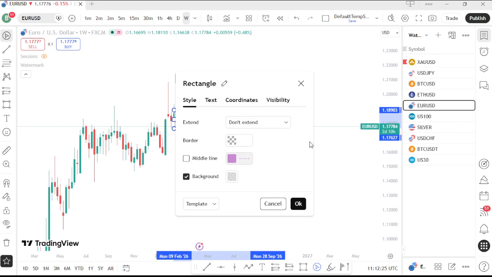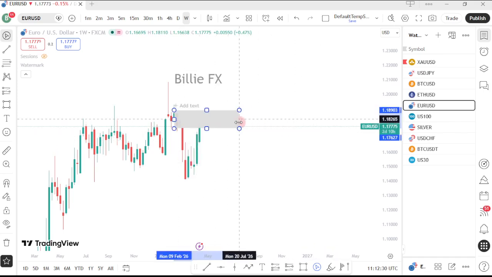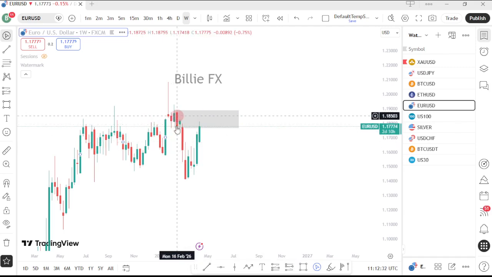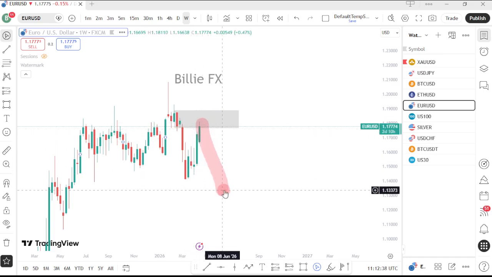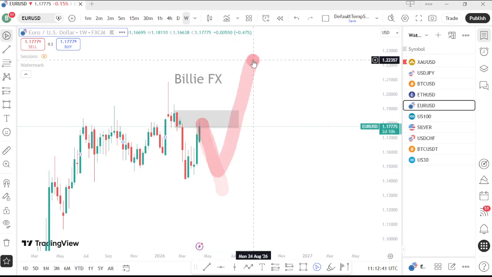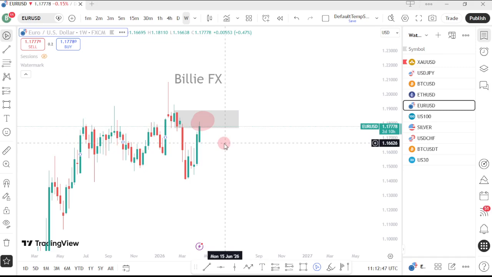This is an area of supply. I hope you can see that, right? It's an area of supply, simply an area where the market consolidated a bit and dropped. So when the market comes back to that area, we expect at least some kind of reaction to drop the market, or maybe a little move down before the market continues to move up if you really want to do that.